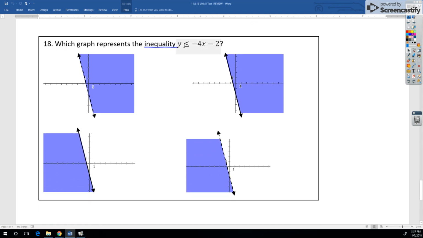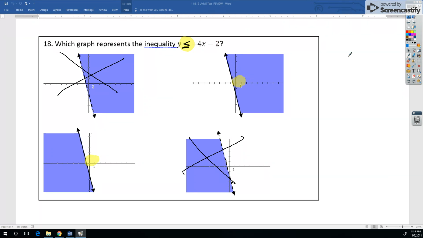Y is less than or equal to negative 4x minus 2. Well, first thing that I notice is that these lines are all the same. The only thing that's different is dotted or solid. And I see right here that this is the less than or equal to. It has the equal to part. That means I want a solid line. The only difference here is my test point of 0, 0 right here is shaded, and my test point of 0, 0 right here is not shaded.